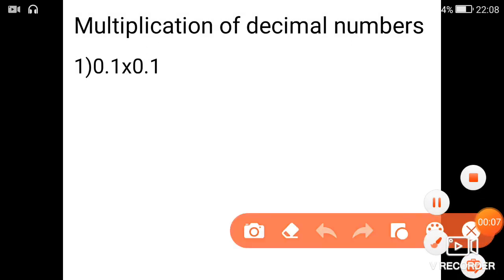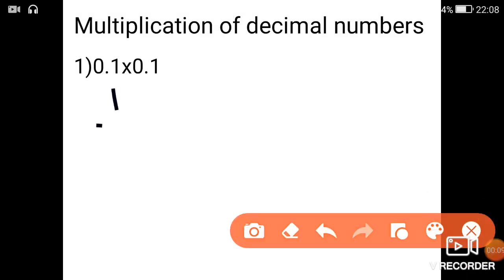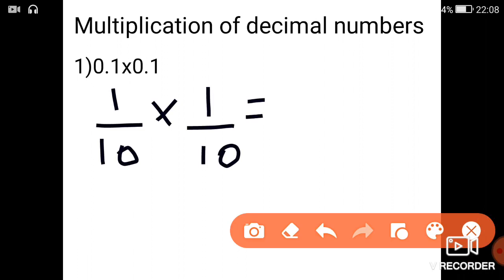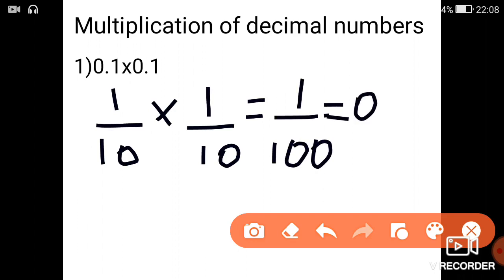Students, today we will learn multiplication of decimal numbers. So we'll consider an example 0.1 into 0.1. First we'll represent 0.1 as 1 by 10. So multiply it with 1 by 10. So 1 by 10 multiplied by 1 by 10 is 1 by 100. Now we'll represent this as decimal, that is 0.01. So here, how do we place a decimal point in the product?